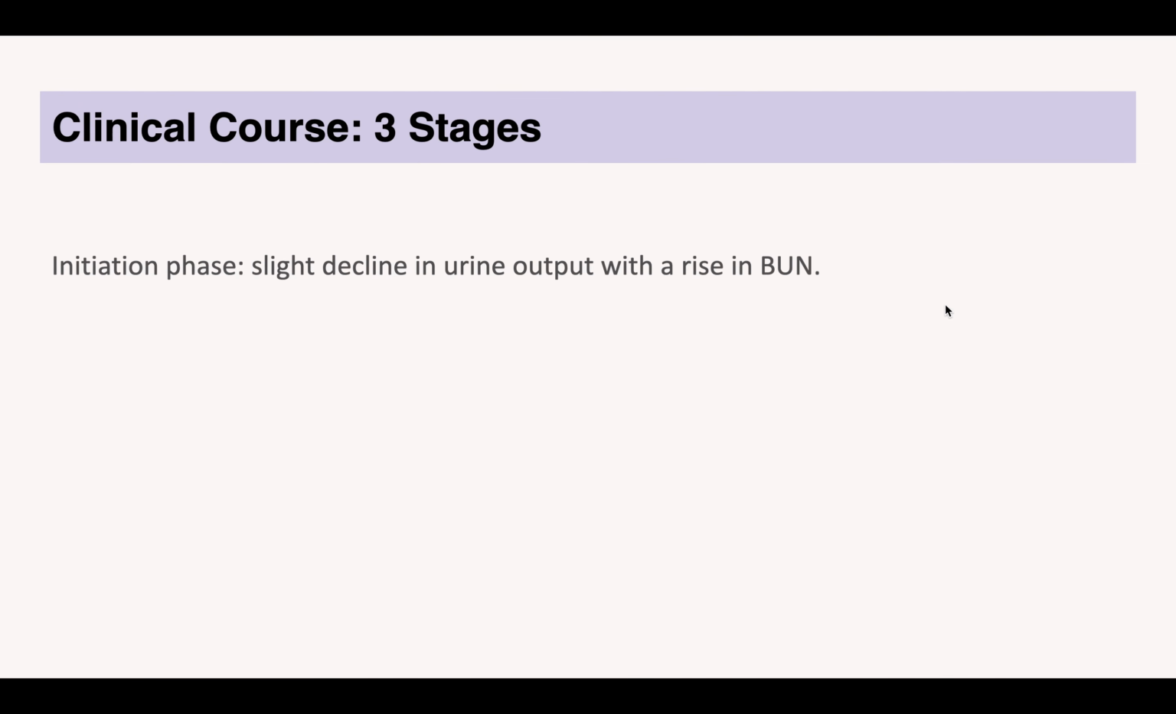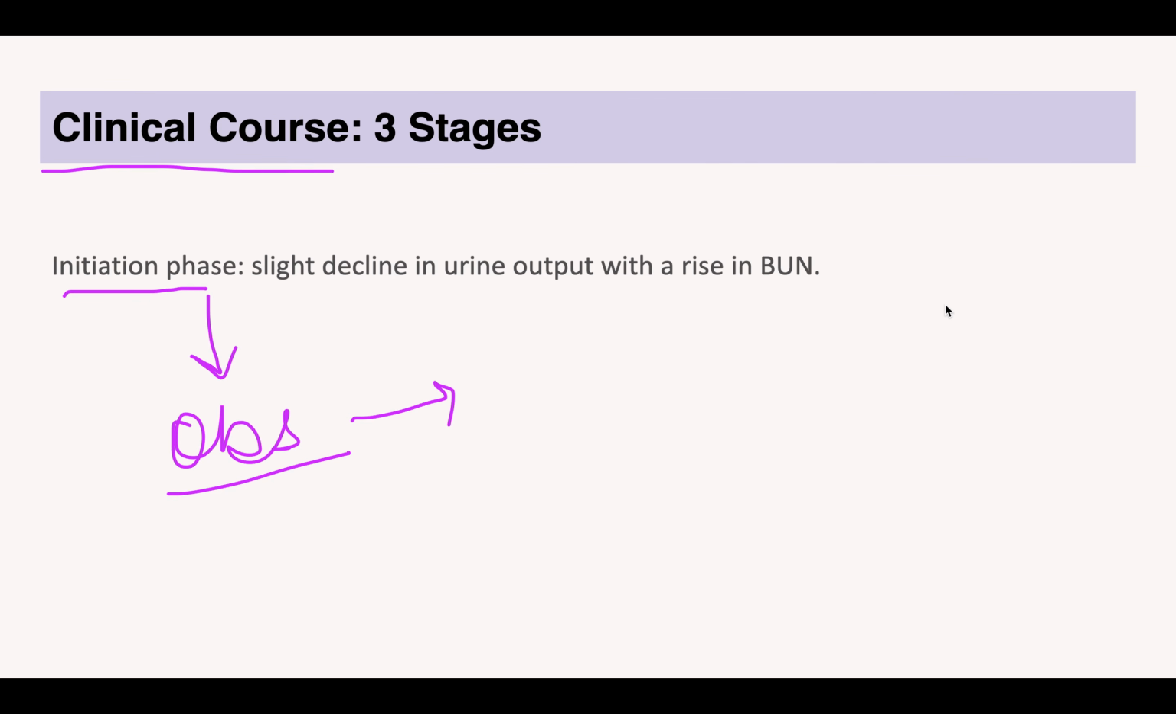So going to the clinical course. The patient presents in 3 phases. The first phase is the initiation phase. When the person abruptly, because of say any obstetric cause, has lost a lot of blood, or due to any cause, firstly the patient will present with a decrease in urine output with a slight rise in BUN. This is the first phase.